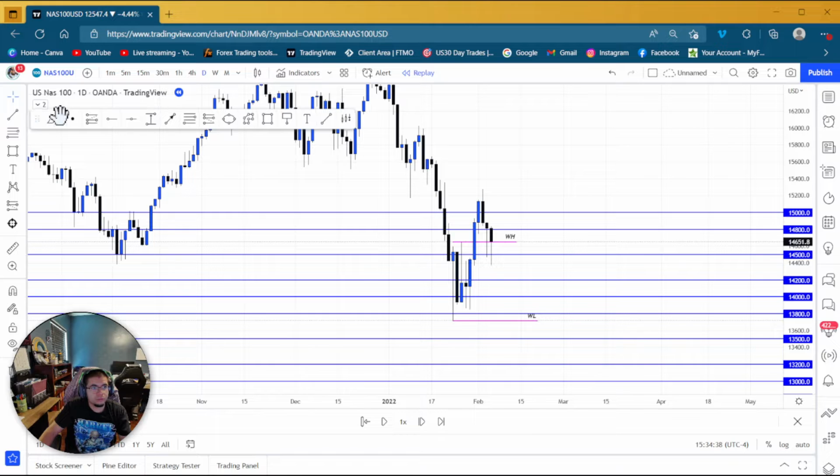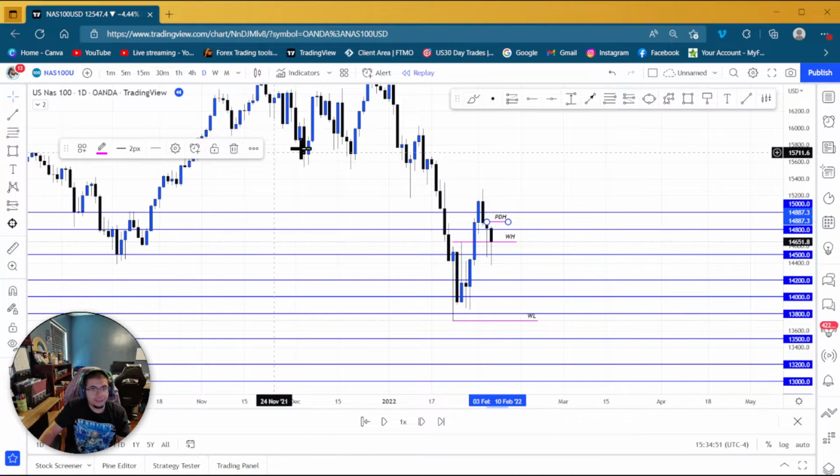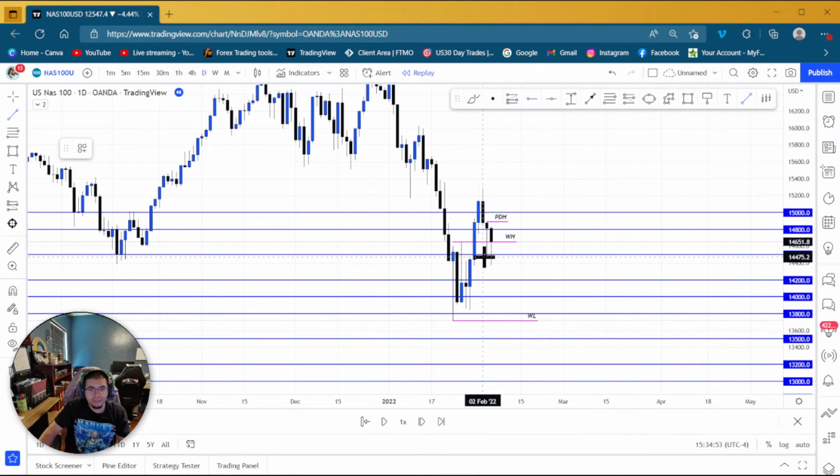Where's my tools? I'm gonna move my tool thing over here. Got the trend line. Previous day, right here. Let's bring that up a little bit more right there. We got the previous day high, previous day low.